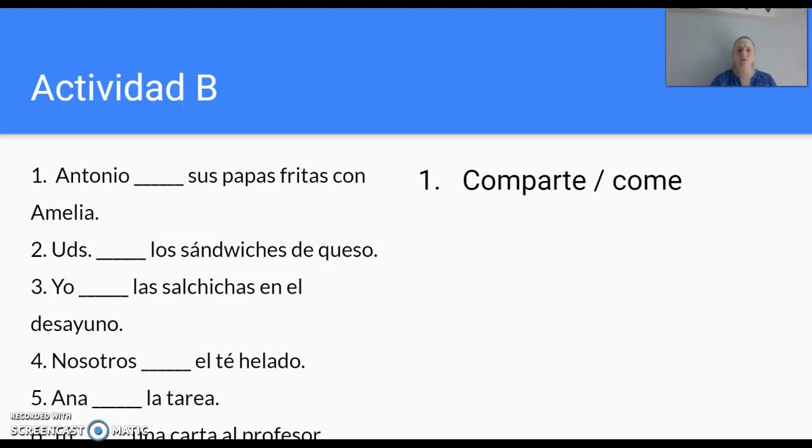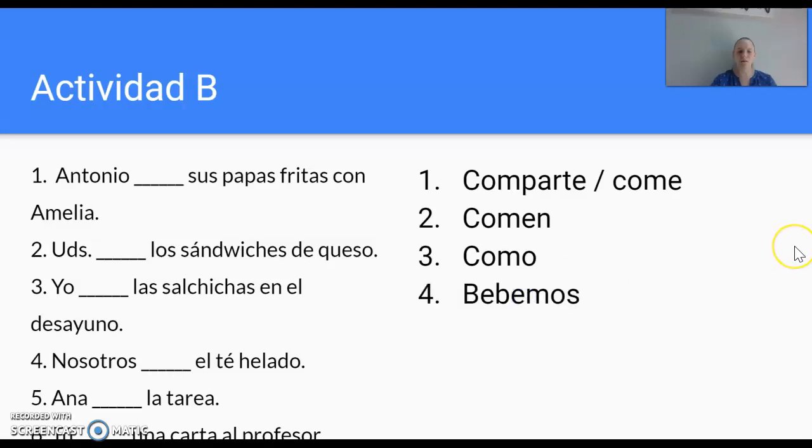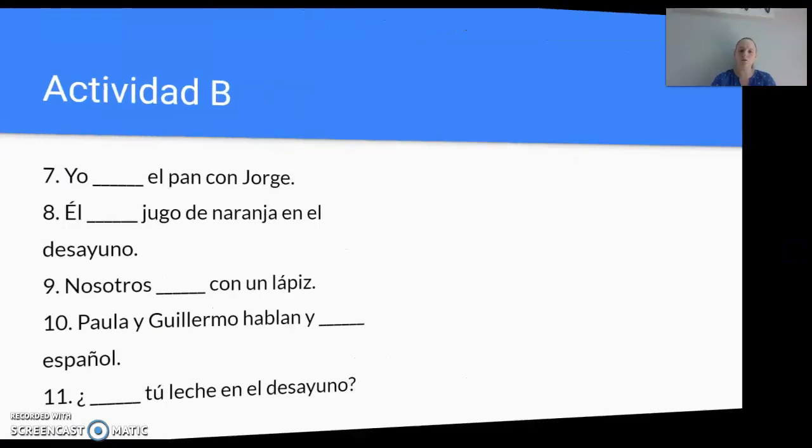Okay. Number 1 should be comparte or come. So Antonio shares or eats his fries with Amelia. Y'all eat cheese sandwiches, should be comen. Yo como las salchichas en el desayuno. I eat sausages for breakfast. Nosotros bebemos el té helado. We drink iced tea. Ana comprende la tarea. Ana understands the homework. And tú escribes una carta al profesor. You write a letter to the teacher.